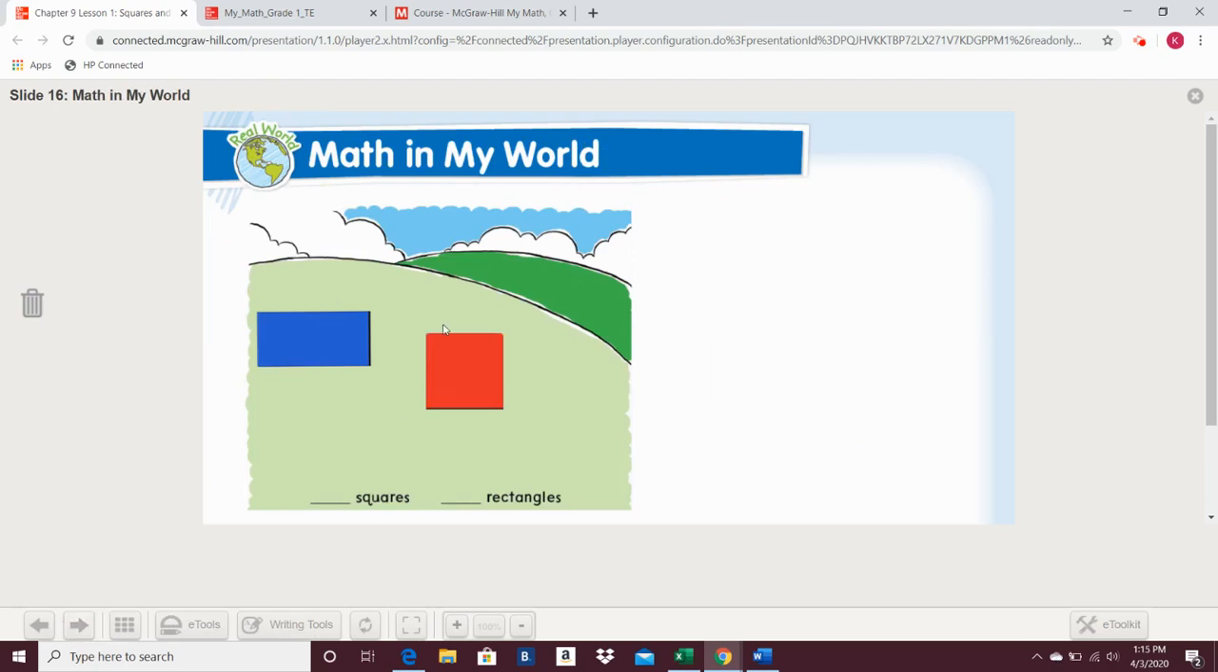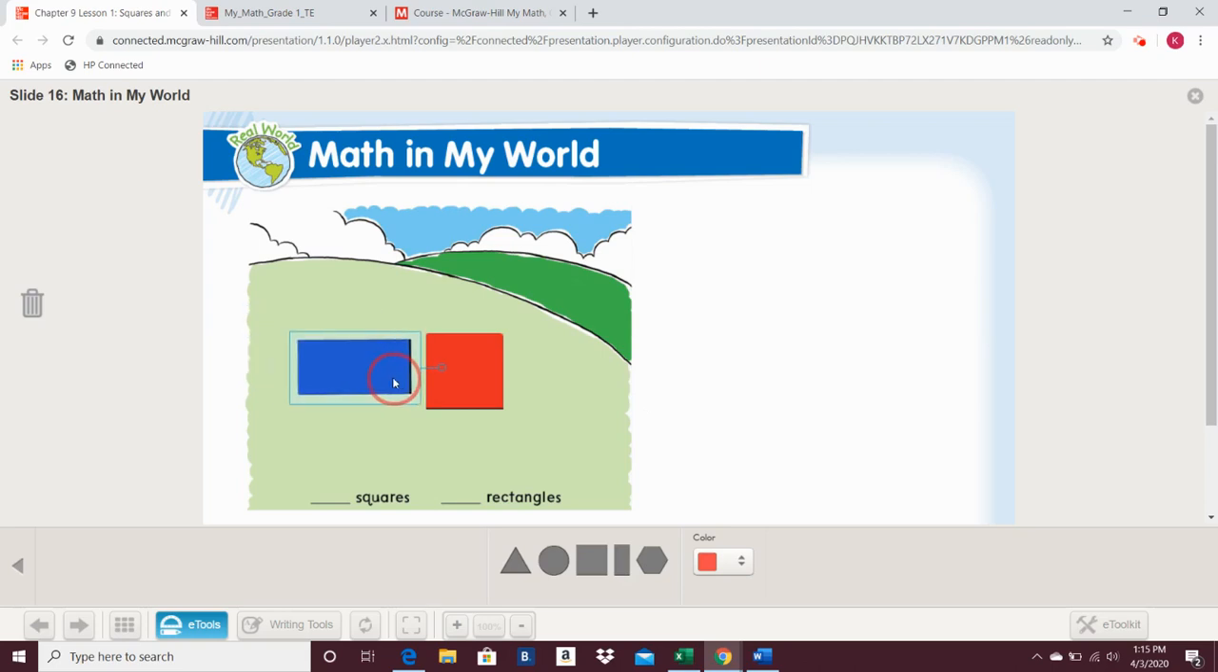Okay, guys, so now you're going to use your attribute blocks or your pattern blocks to make a picture out of squares or rectangles. So go ahead, you can see I kind of started playing a little bit with it. Go ahead and find your page like this, and you make whatever kind of picture you want to make with your squares and your rectangles.